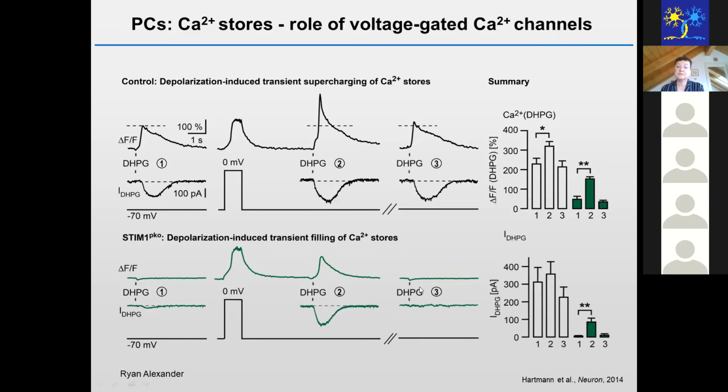And what was surprising at the time and quite unexpected is that the depolarization in the STIM1 knockout mouse also transiently rescues the TRPC3 activation downstream of mGluR1. Apparently, TRPC3 is not gated directly by STIM1, but it's rather regulated by intracellular calcium, and this is not part of this presentation.